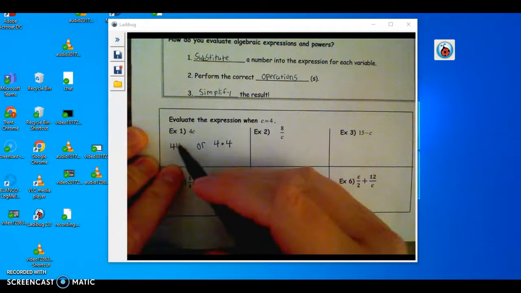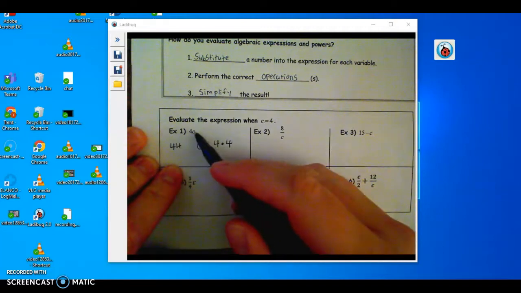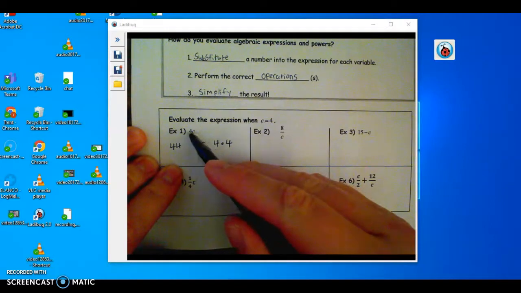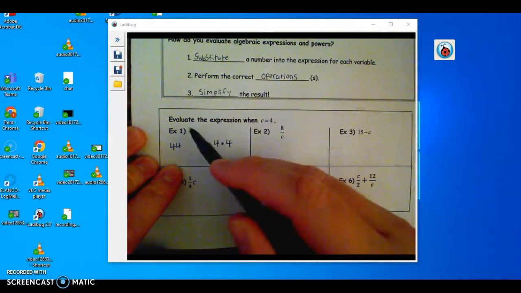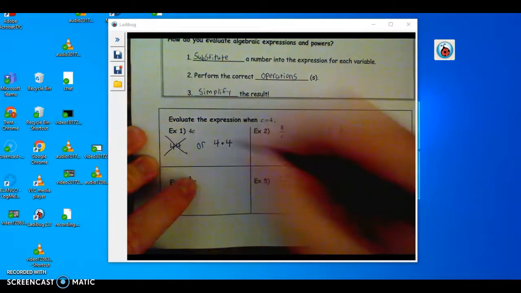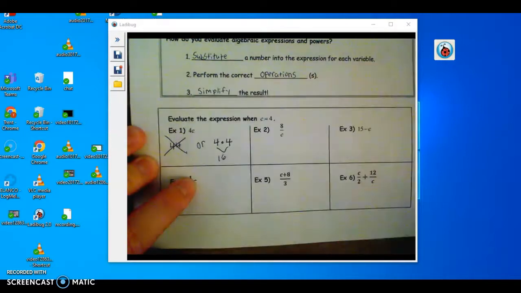The correct answer is 4 times 4. I understand where people would think it's 44 because we're replacing the c with a 4. But the 4c just means we're taking 4 times c. It's kind of like invisible math. If there's nothing there, it means multiplication. So 44 is not the correct answer. The correct answer is 16.